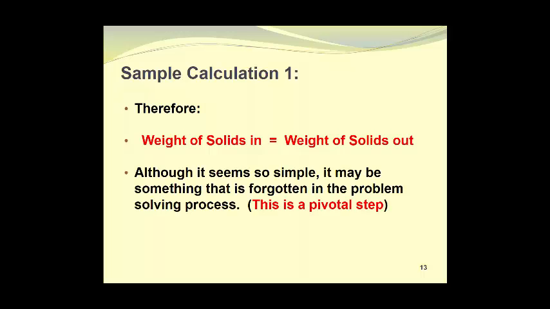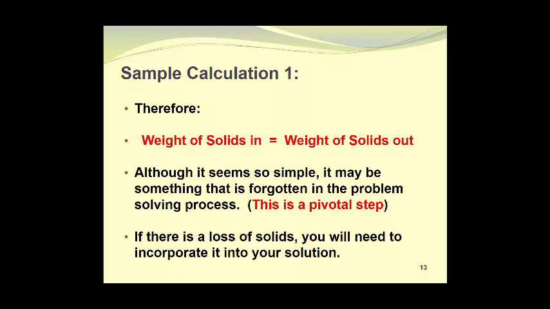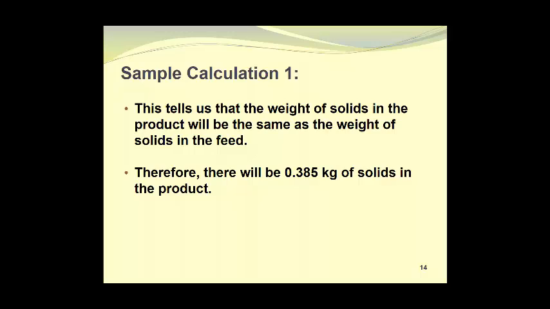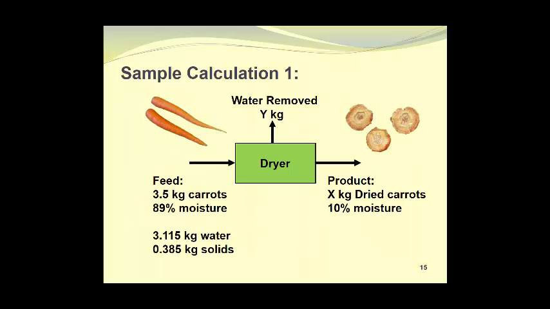Although it seems so simple, it may be something that is forgotten in the problem-solving process, and this is a pivotal step. If there is a loss of solids, you will need to incorporate it into your solution. So this tells us that the weight of solids in the product will be the same as the weight of solids in the feed. Therefore, there will be 0.385 kilograms of solids in the product. We can add this information to our diagram. We will show this in the bottom right-hand corner in red.